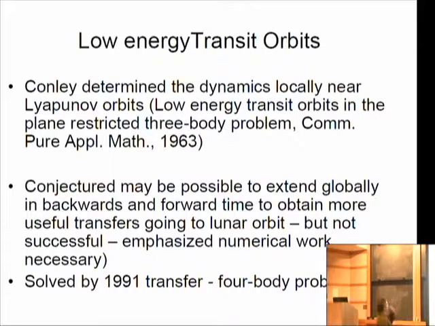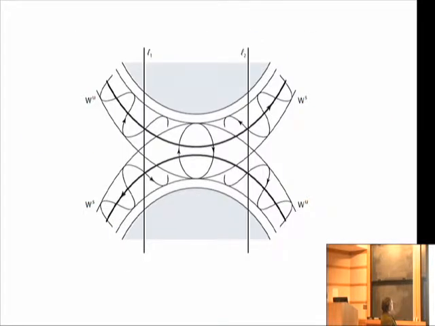So Conley had determined the dynamics locally near these Lyapunov orbits in a very nice paper he wrote in 1963. As I mentioned, he conjectured in that paper that you could go globally, forwards and backwards from the neck, and get a transfer from near the Earth to near the moon. And as I mentioned, that was solved by the 1991 transfer. I'll be coming back to Conley's work shortly.